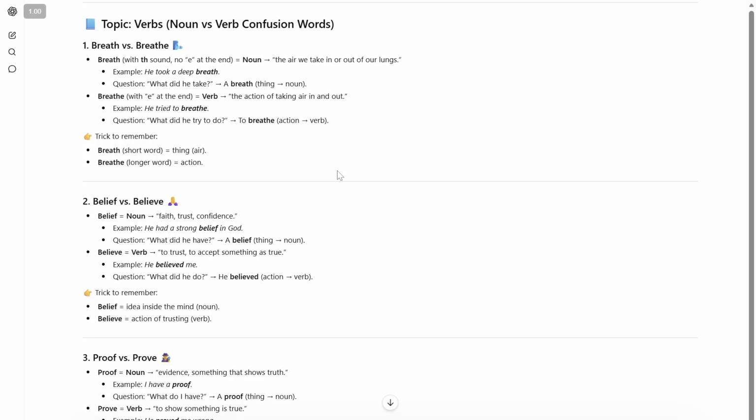Breathe with E at the end equals verb, the action of taking air in and out. Example, he tried to breathe. Question, what did he try to do? To breathe. Action, verb.